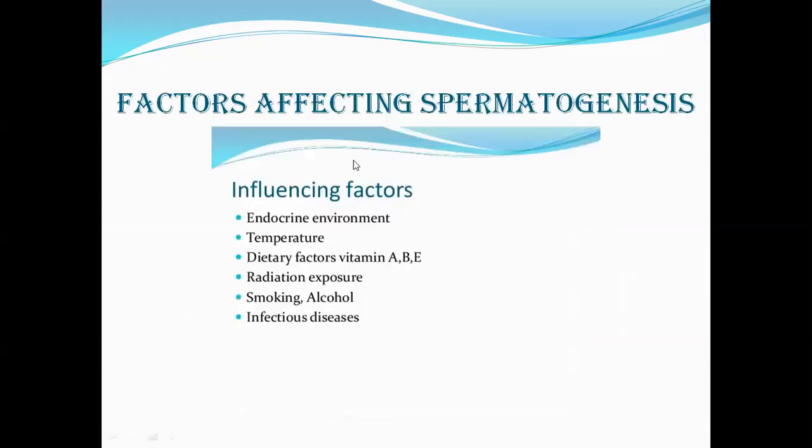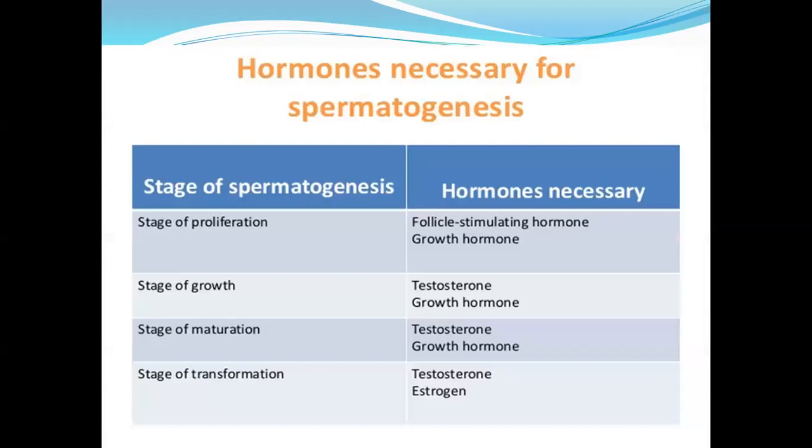Now we are coming to the factors affecting spermatogenesis. The most important factor affecting spermatogenesis is the endocrine environment. Temperature is also very, very important, and there are a few dietary factors, especially the vitamins, which keep the health of the spermatozoa. And radiation exposure, smoking, alcohol, and infectious diseases like mumps or orchitis, they all decrease the spermatogenesis.